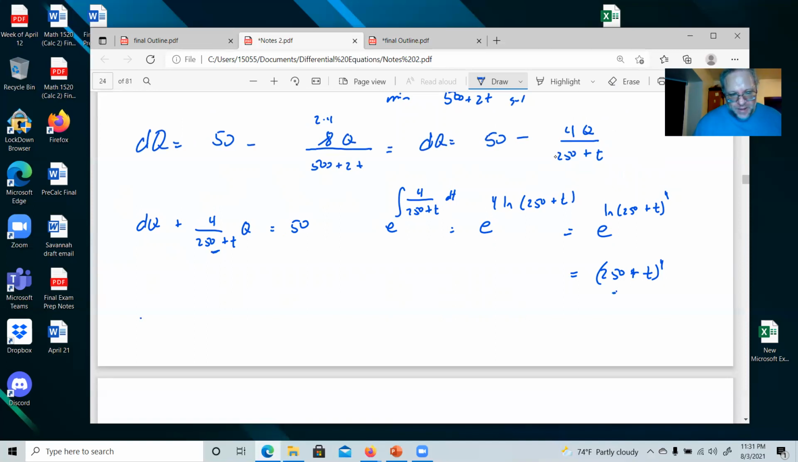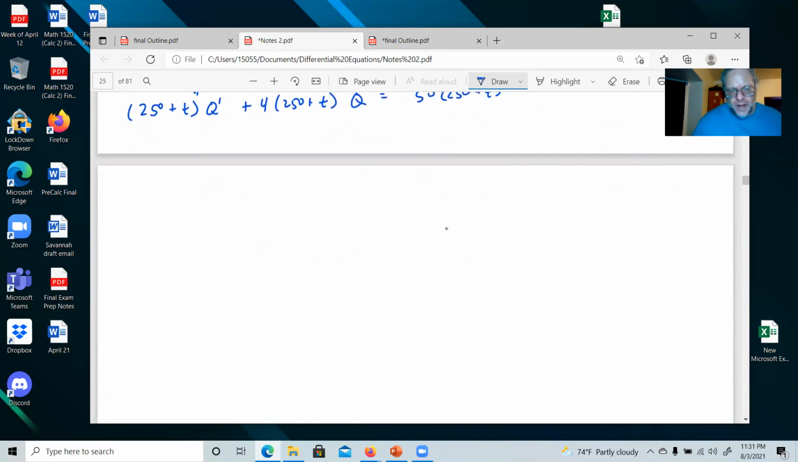So here we have it. We have 250 plus t raised to the 4th power times q tick plus 4 times 250 plus t raised to the 3rd power, right? 4 minus 1 is 3. Q is equal to 50 times 250 plus t raised to the 4th power. And then we'll go ahead and check.